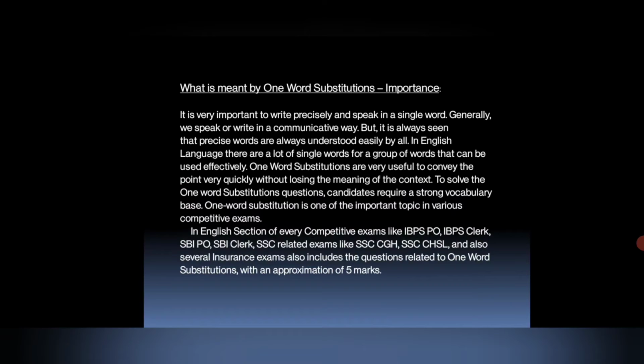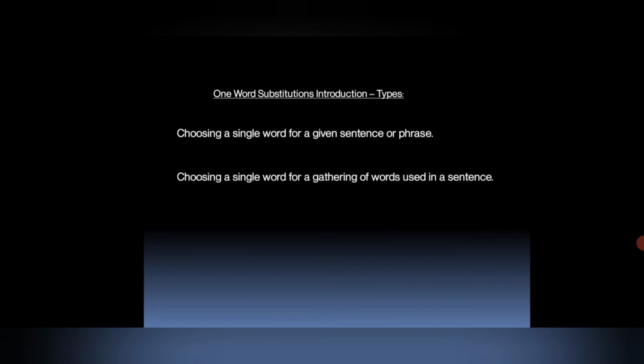And in multiple ways you can make use of this knowledge of one word substitution. One is understanding the precise and making it the short, precise one. On the other hand, they ask you to give one word for it. Sometimes there are two types: choosing a single word for the given sentence or phrase, where they give a comprised sentence and ask you to write one word for it.